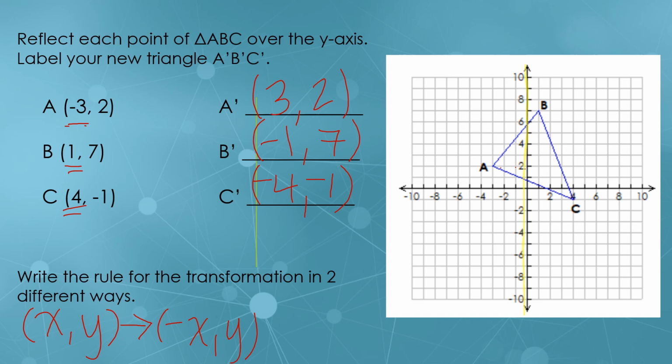So again, if you wanted to count, A is 3 units away from the y-axis, so you would just count 3 units in the opposite direction, which would be A prime, and that puts it at 3, 2, which is the same point we got if we followed the rule.